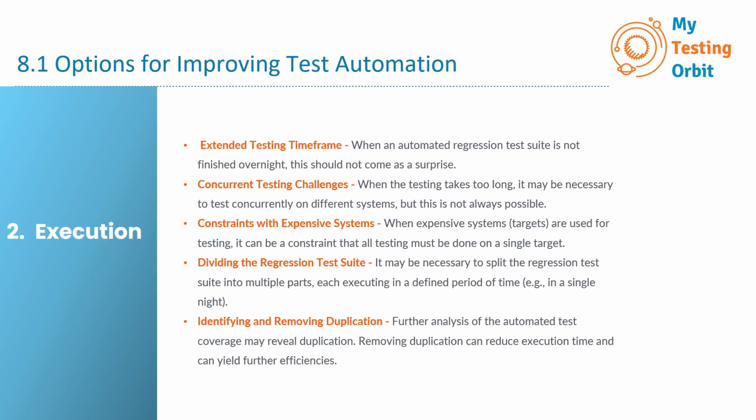And the last one over here we have is identifying and removing duplication. During a review of your automated test coverage, you notice, let's say, that certain test scenarios are duplicated across different test cases. By combining these duplicate tests or optimizing test scripts, you can significantly reduce execution time.